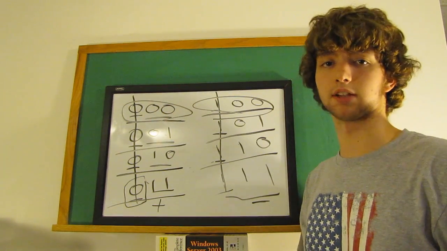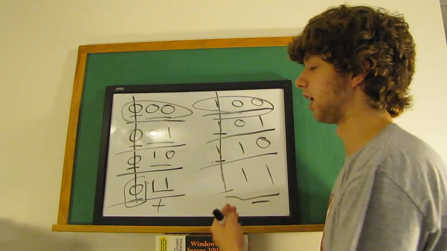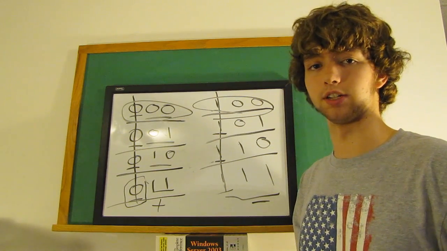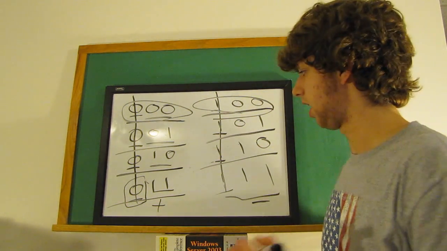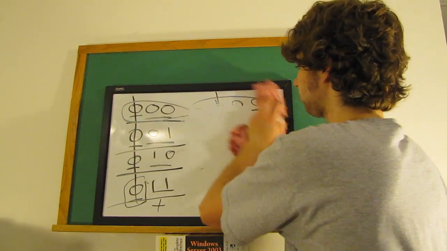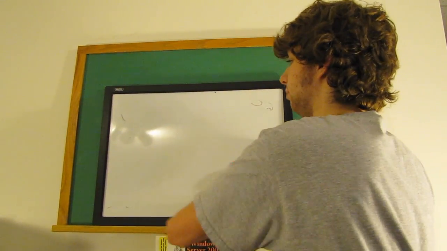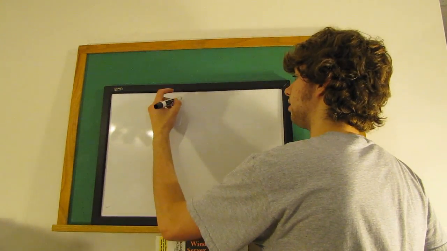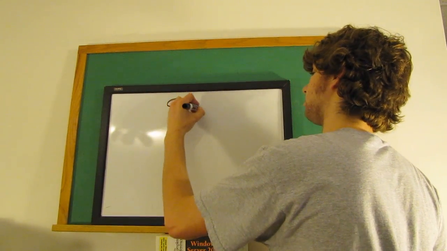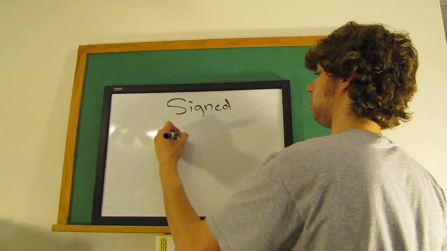Obviously there's a problem here because we have a negative 0 and a positive 0. So more complex systems are used to figure out how binary is calculated, such as 2's complement. So you might want to look that up. I'm not going to get into that right now. I just wanted to teach you that in mathematics of binary, we will have signed data types and unsigned.